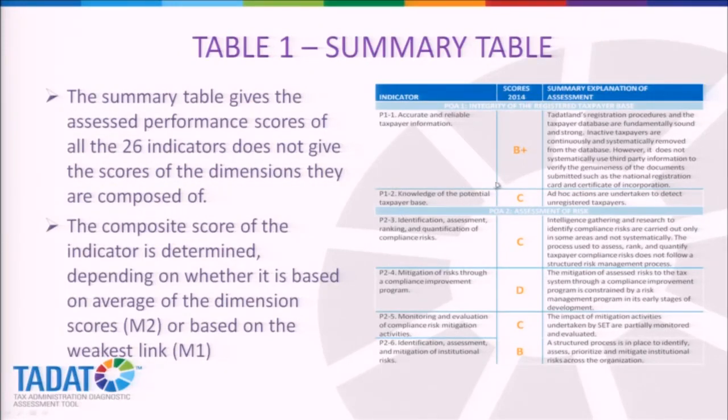And as you have learned from previous modules, the composite score of indicators is based on either the average of the dimension scores, if it's an M2 method, or is based on the weakest link, if it's an M1 method. So this is the second level of detail.